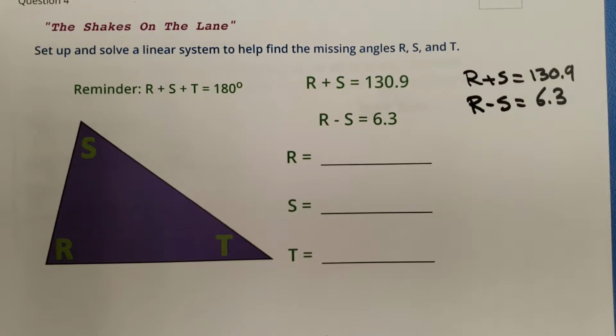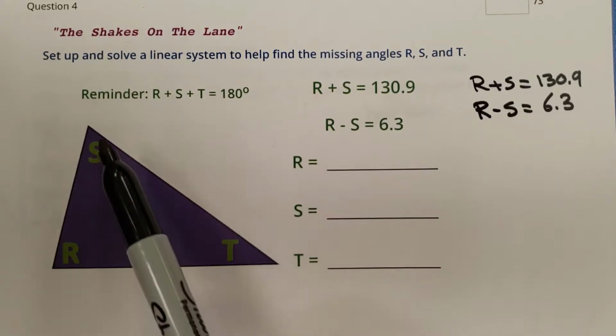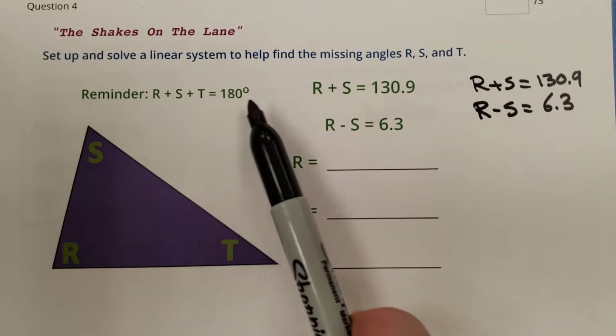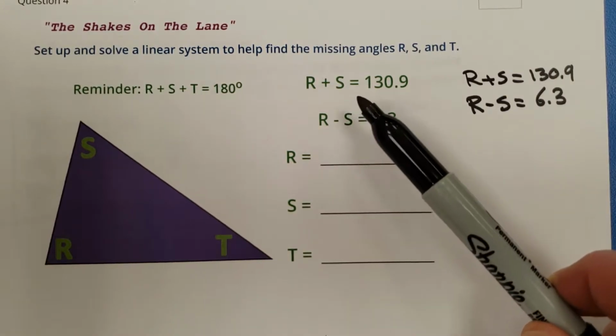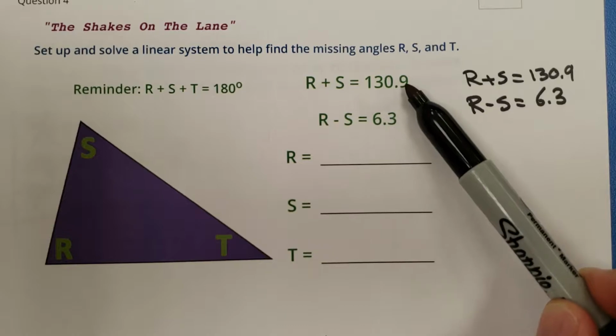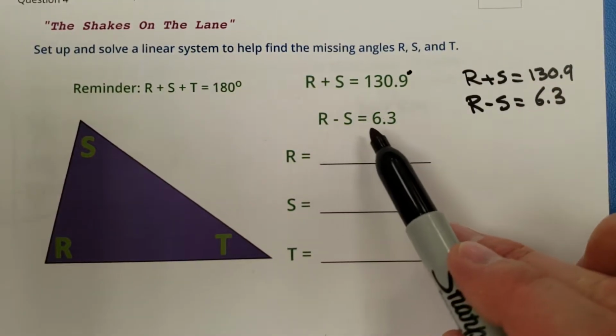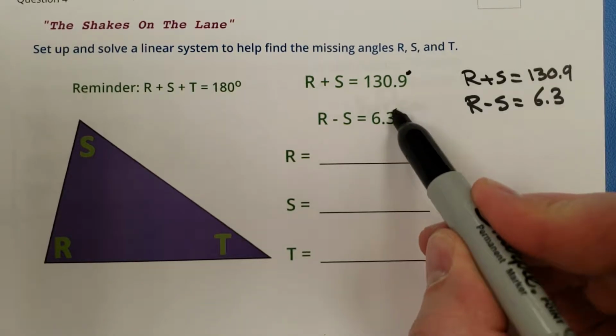Set up and solve a linear system to help find the missing angles R, S, and T. Okay, so we have a triangle. Remember, all triangles add to 180 degrees. And we have, oh man, are you kidding me? This is a layup. Look at this. R plus S is 130.9 degrees. And then R minus S is 6.3 degrees.